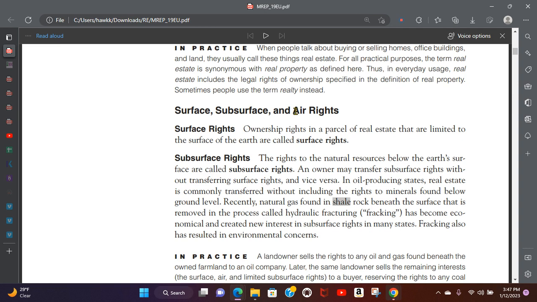Check this out. The rights to the natural resources below the earth's surface are called subsurface rights. She said that. In oil-producing states, real estate is commonly transferred without including the rights to minerals found below ground level. Your gold, your silver, your aluminum, your copper. Pop off.